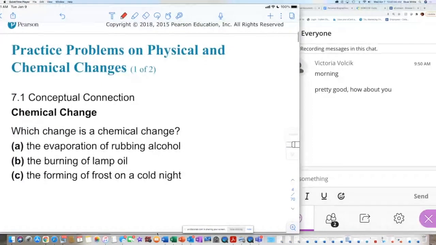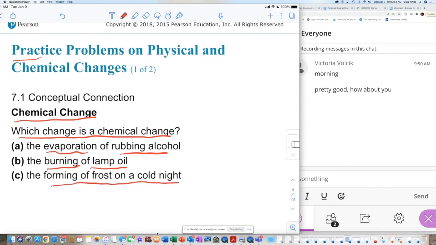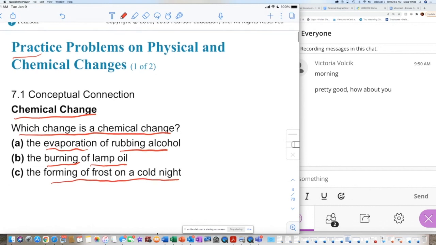Okay, so we're going to do a practice problem, conceptual connection. Chemical change. Which change is a chemical change? We are told here evaporation of rubbing alcohol, burning of lamp oil, forming frost on a cold night. So while we're looking at this, I want to look at natural occurrences or events that happen in our lives that are listed under chemical versus physical changes.